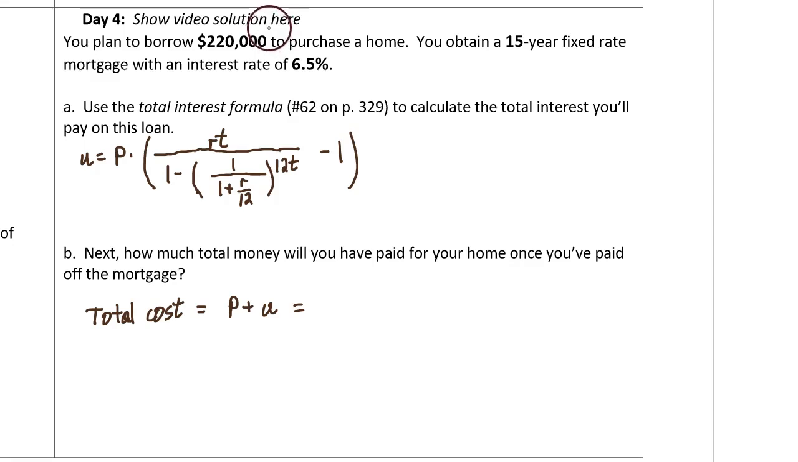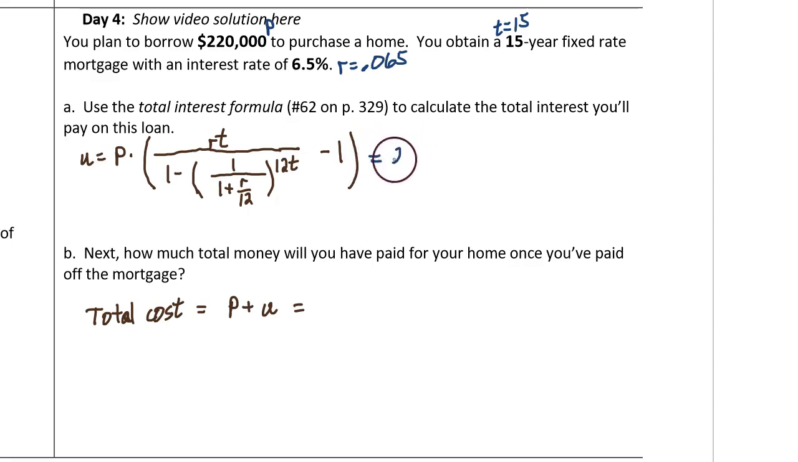The $220,000 is your principal, so the value of P. The 15-year rate is the number of years that you're going to pay back the loan for, so that's T equals 15. And the interest rate, 6.5%, means that R is equal to 0.065. Here is the formula that finds the total amount of interest that you've paid back to the company that you borrowed from. So it's a matter of putting substitutions in.